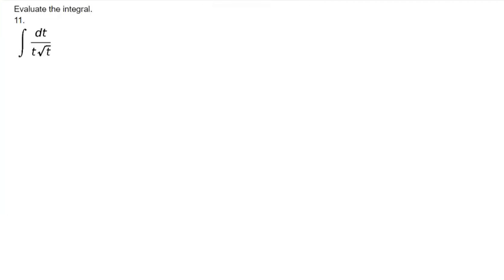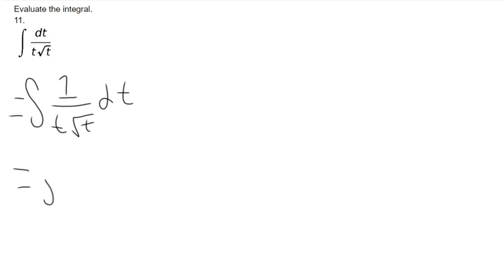Now, I don't like it when they put the dt in the numerator like that. I like to have it at the end, so I'm going to rewrite this as 1 over t radical t dt at the end like that. Now, this might look scary, but in reality, this is just a simple power function. So we have the integral of 1 over t, which is like saying t to the first power. I'll just leave it 1 like that.